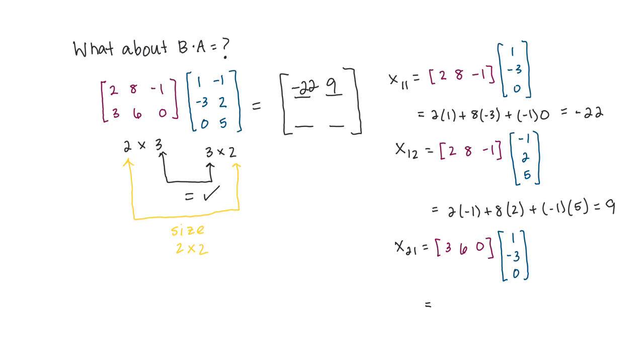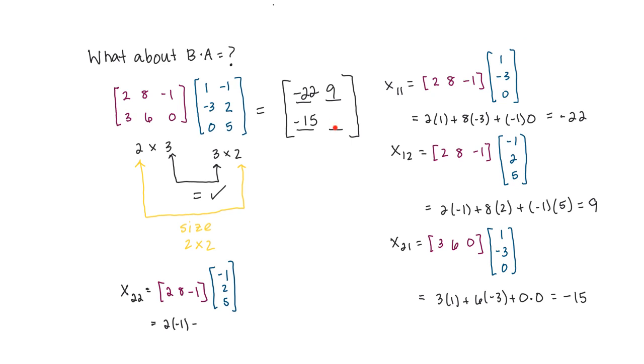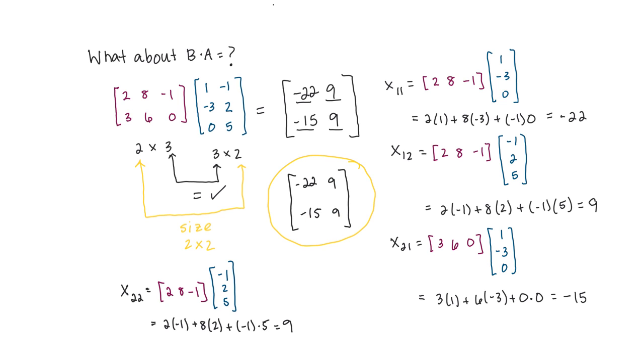Now our second row is going to be our x21 position. Second row of this first matrix here, which is B, I think I said A earlier, multiplied by the first column of this matrix, which is A. Second row, first column gives us -15. And our last entry, the x22 position here, is going to be the second row of B and the second column of A, which gives us a 9. So our answer to the product of B times A is the 2 by 2 matrix, which has 4 entries: -22, 9, -15, 9. That's our answer.